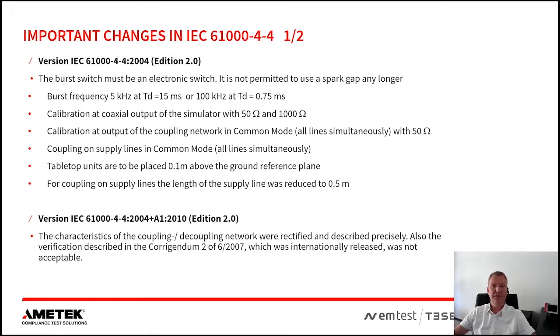Old burst generators used a spark gap to generate the burst pulses. Since edition 2, we have to use an electronic switch for this. We also added a new burst test frequency of 100 kHz in parallel to the already existing 5 kHz. The calibration now has to be performed with 50 and with 1000 ohm at the 50 ohm output, plus with 50 ohm at the output of the couple network. The coupling mode now is common mode, which means you have to couple all lines simultaneously. And for coupling on supply lines, the cable length is now reduced to half a meter.